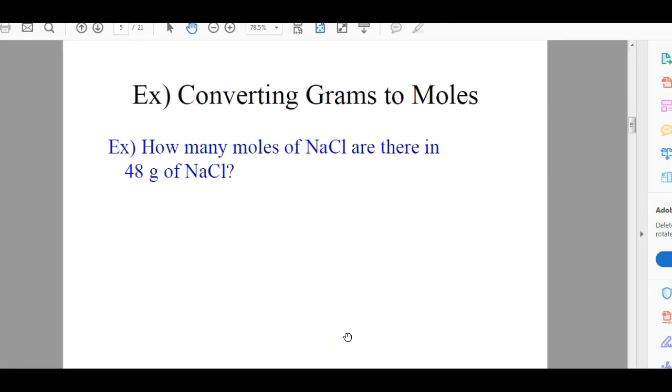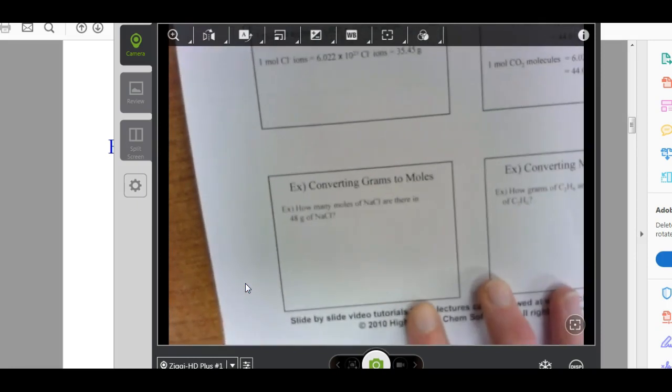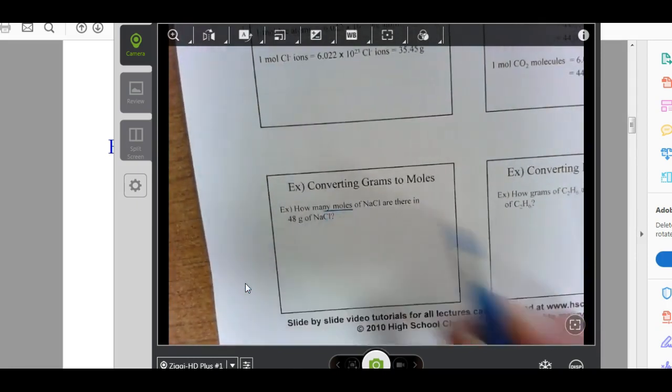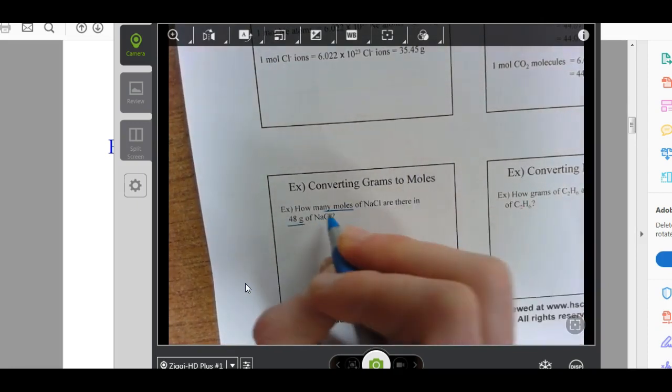All right, so the first thing they ask us is how many moles of NaCl are there in 48 grams of NaCl? All right, so I'm going to kind of be flipping back and forth, so try to stay with me. I'm going to go to this where I'm going to write it out. So hopefully you can see this here. Here's the problem we're working. How many moles, so we're trying to go to moles, are there in 48 grams? And then this is important, it's NaCl.